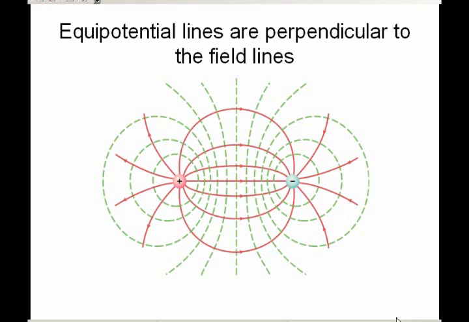Equipotential lines are perpendicular to the field lines. Right? The field lines are going from plus to minus. The potential lines do circles around them.